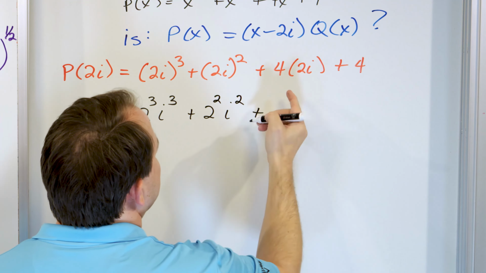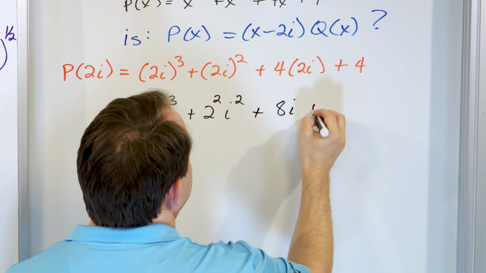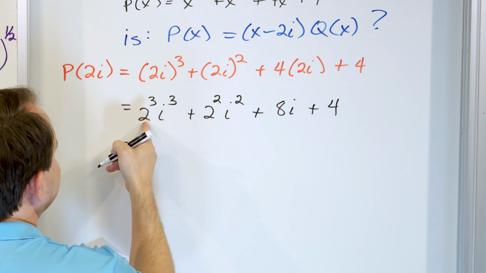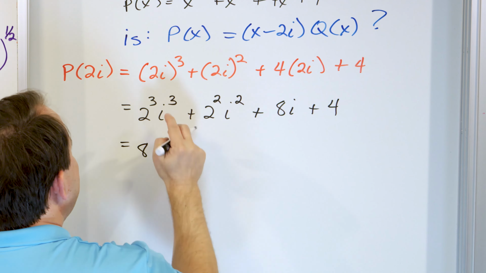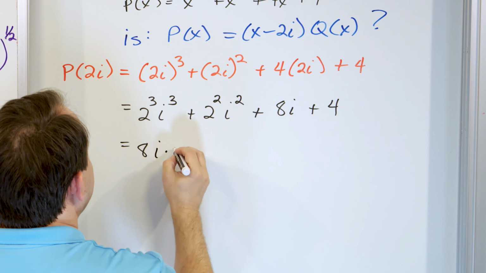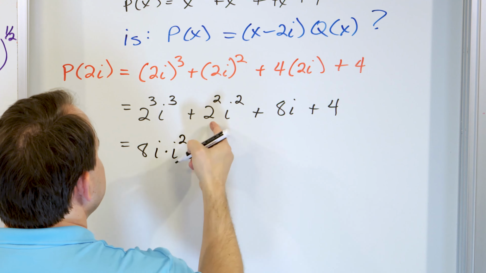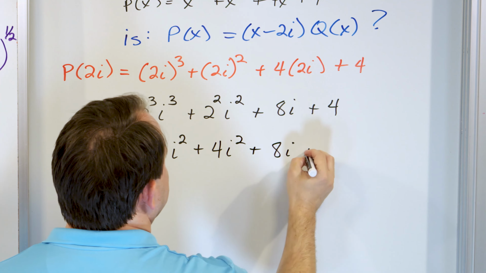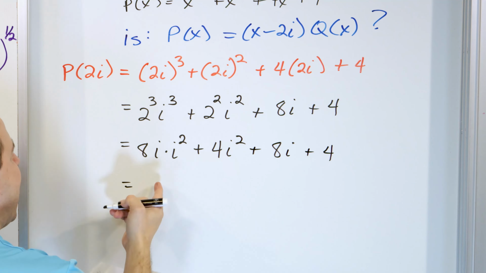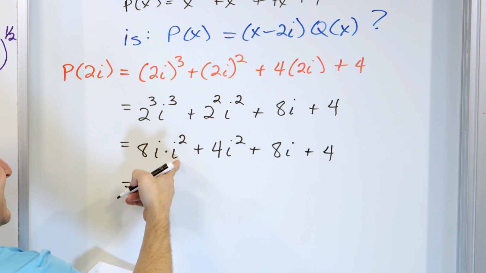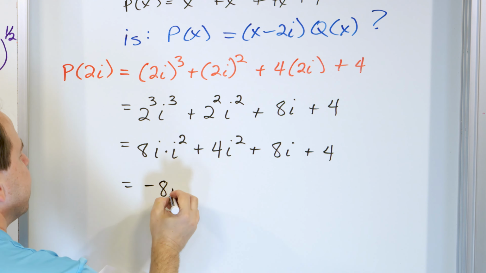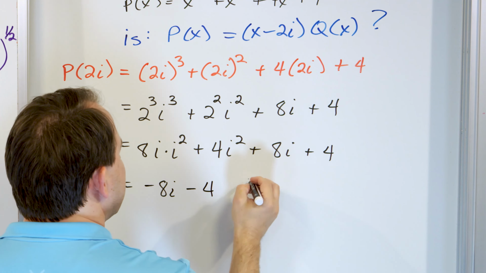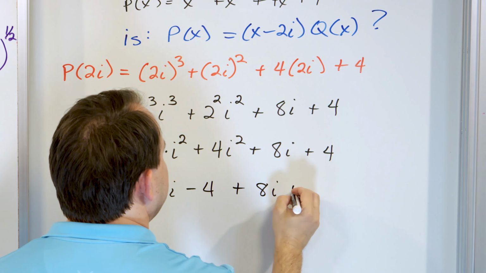And what you have here, 4 times 2 is 8, so that's just 8 times i, and you have the 4. Okay, so this is going to be 8, 2 times 2 times 2, and then the i cubed, I'm going to write as i times i squared. And then this will be a 4 times i squared, and then an 8i, and then a 4. And then what I'm going to have here, i squared is a negative 1, so it would be a negative 8i. This is a negative 1 times the 4, so that would be minus 4. Then I have 8i, and then I have 4.